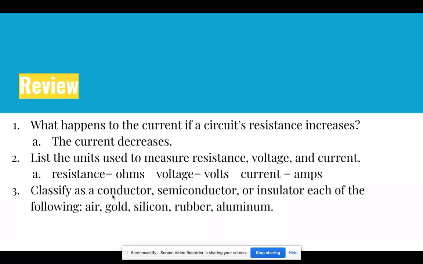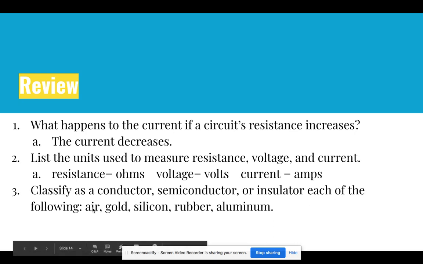Then we classify each of the following as a conductor, semiconductor, or insulator. Okay, so air, remember we said air is not a good conductor of electricity. It is a good insulator, so it's high resistance. Gold is a very, very good conductor of electricity. Silicon, that is what's used in computer chips. That is a semiconductor. It has medium resistance, I should say. And then rubber is an insulator. Aluminum is also another conductor.